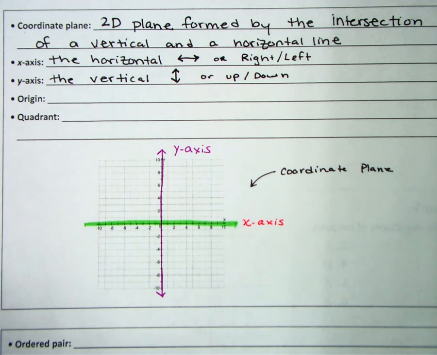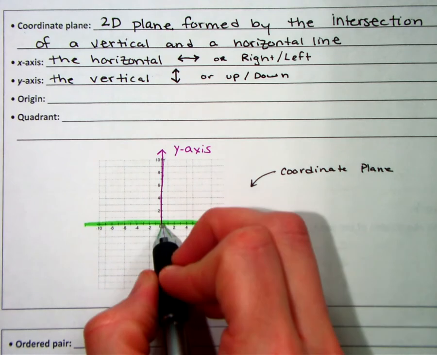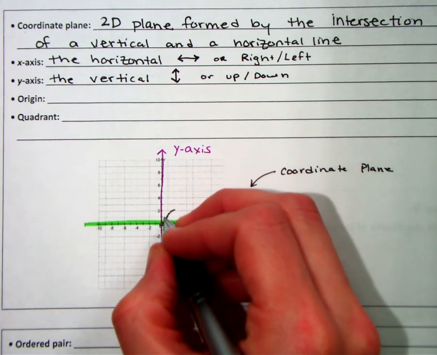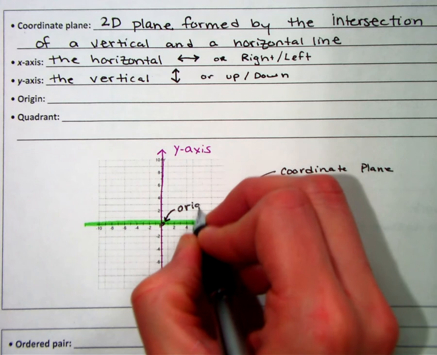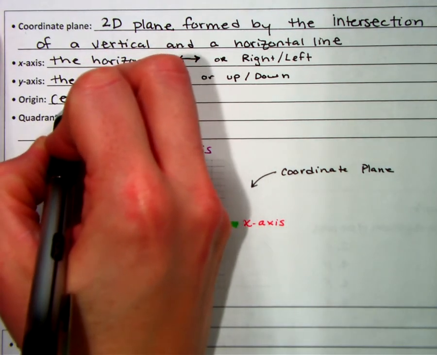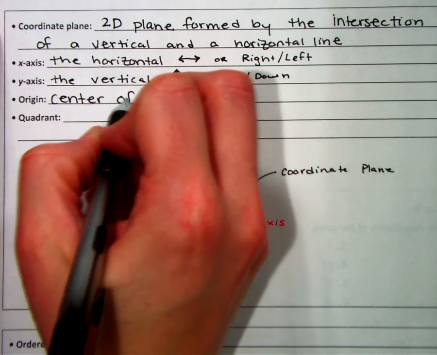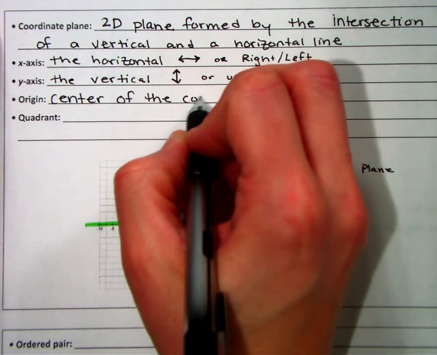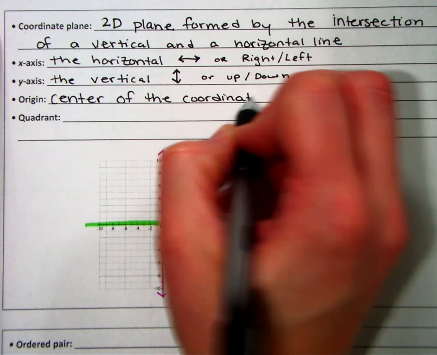Okay, as we go through though, I'm going to say, hey, let's start at the origin. So we do need to know what that means. So origin, like the origin of a species, is like when it started or where it starts. So where do you think this graph starts? In the middle. Right there in the middle. You got it. So that is the origin. There is sometimes a relation between the actual definition of a word and what it means in math. So the origin is the center of the coordinate plane.